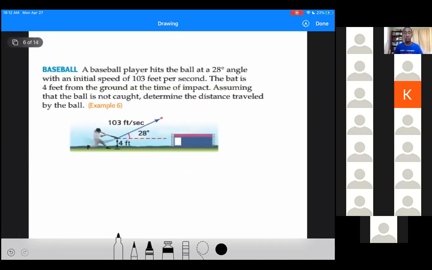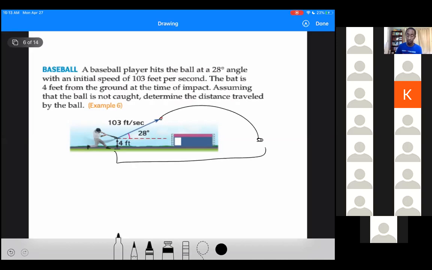Here's an example problem that we'll be able to solve by next Wednesday. This is the end picture goal. I'm going to read it; we won't be able to solve it yet, but it gives you a picture of how you can use parametrics. It says a baseball player hits the ball at a 28-degree angle with an initial speed of 103 feet per second. The bat is 4 feet from the ground at the time of impact. Assuming that the ball is not caught, determine the distance traveled by the ball. By the end of next week, we'll be able to solve this problem. There are a few components here. The question is asking, how far has the ball traveled?